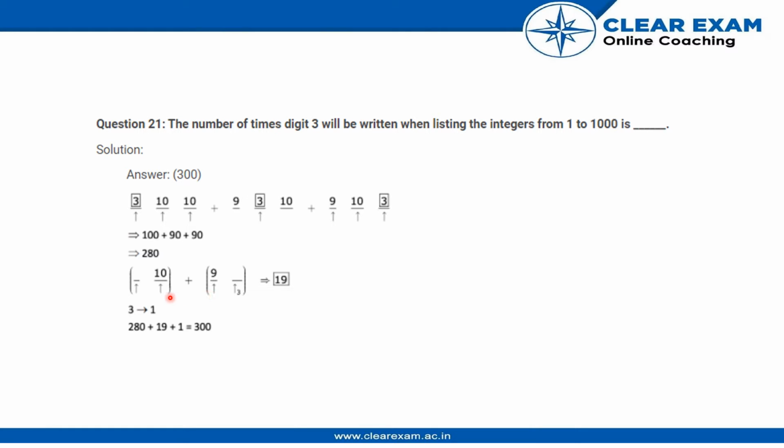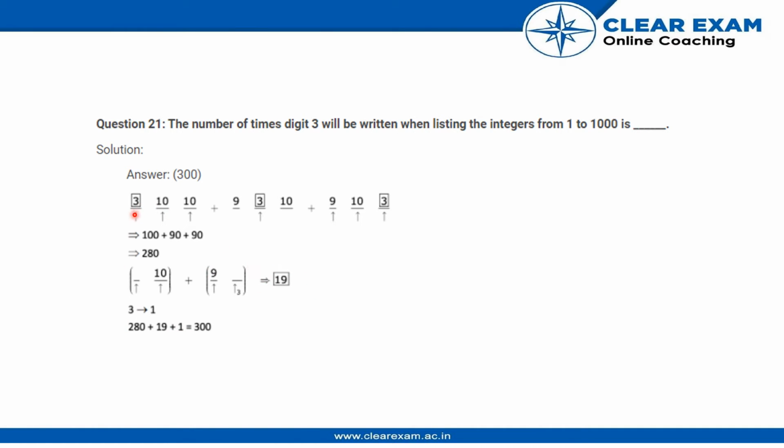to 13, 23, 33, 43, 53, like this up to 9 times. So we have 3 in the units place 9 times. Now moving on to the tens place we have 30, 31, 32, 33, 34, 35, 36, 37, 38, 39. Now this is 3, 10 times over here. So we have 10 plus 9 which is equal to 19 times 3 in 2 digit numbers.